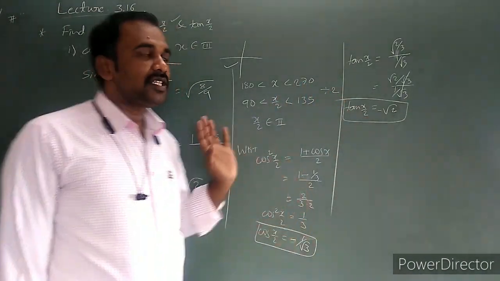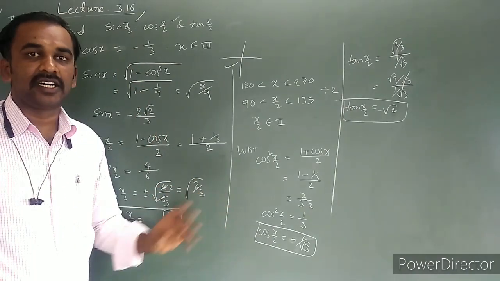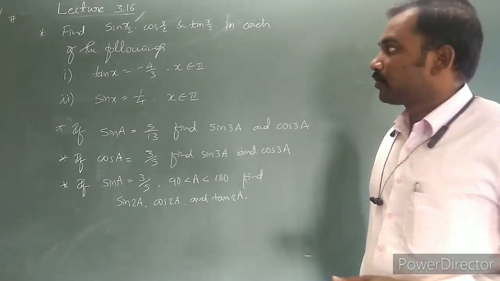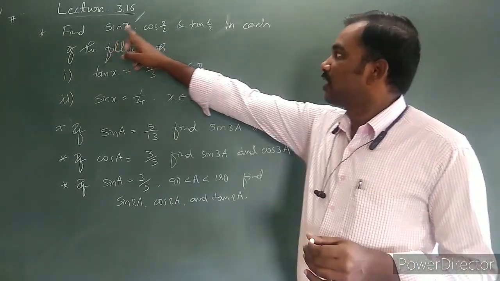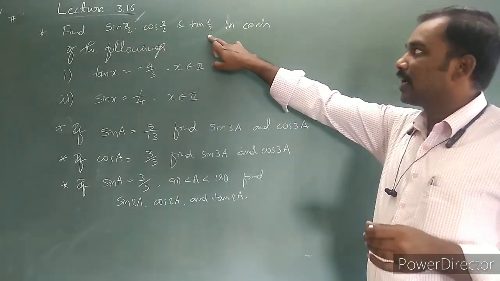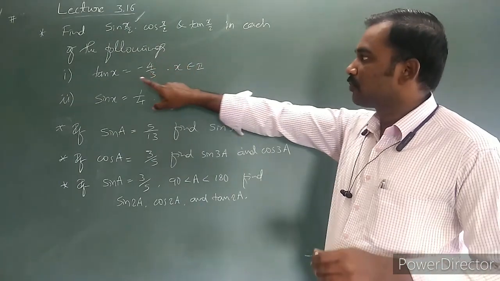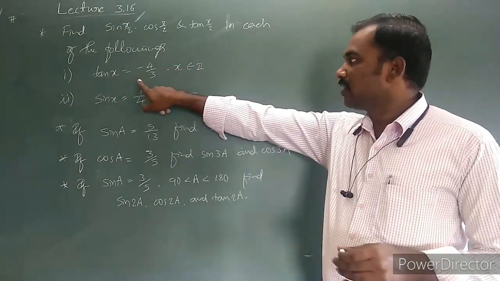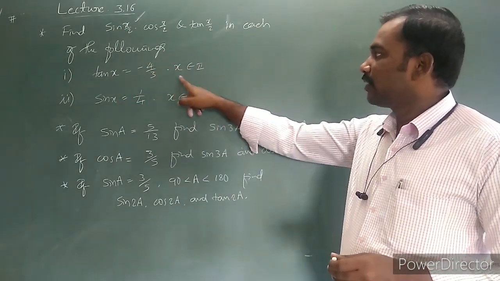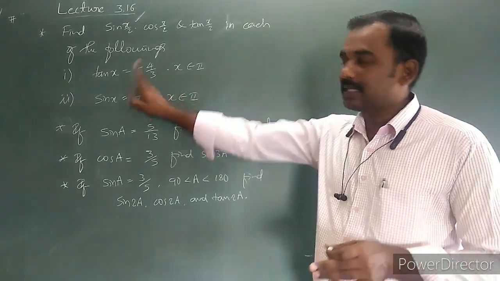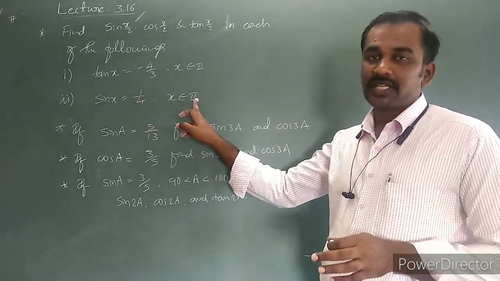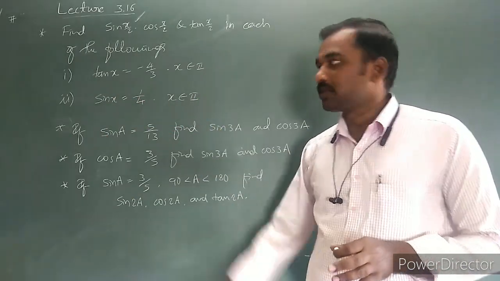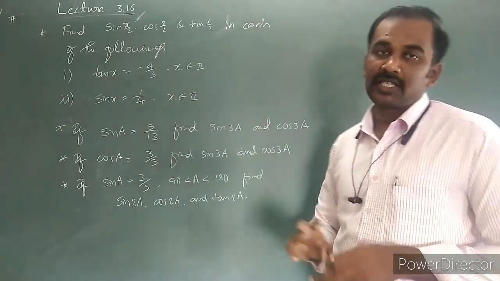So based on this type of problems, let's take up homework problems. These are the homework problems. Find the sine x by 2, cos x by 2, tan x by 2 in each of the following. In these two problems, tan x is given as minus 4 by 3, where x belongs to the second quadrant. Second quadrant, tan is negative. And sin x is 1 by 4, where x belongs to the second quadrant. Second quadrant, sin is positive. For these values, find these three values.